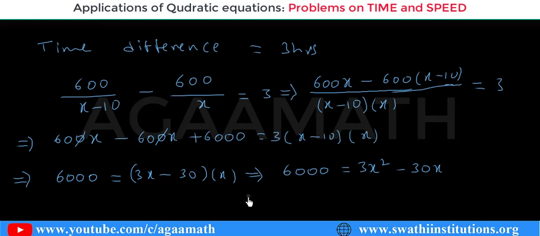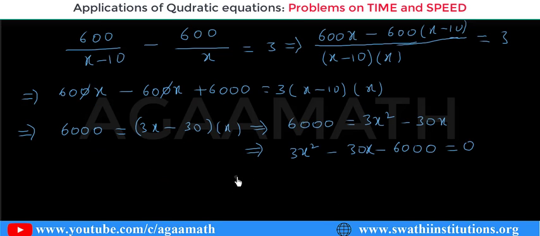So I would like to write it as a quadratic equation, that is 3x square minus 30x, and this transfer towards the RHS becomes minus 6000. This is 3x square minus 30x minus 6000 equals 0. Now this is in the form of a quadratic equation, right? So what is the quadratic equation here? That is 3x square minus 30x minus 6000 equals 0.